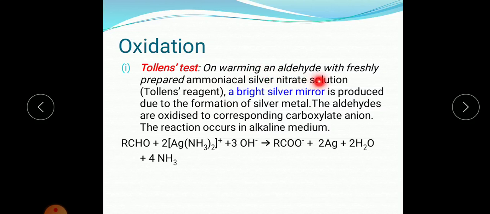So on warming an aldehyde with freshly prepared ammoniacal silver nitrate solution, this Tollens reagent, a bright silver mirror is produced due to the formation of silver metal. The aldehydes are oxidized to the corresponding carboxylate anion. The reaction occurs in alkaline medium. So we have taken the aldehyde, this is Tollens reagent, and this is alkaline. So it will form the carboxylate ion, or we can say acid, plus silver is formed. You can see the deposition of this silver on the inner side of the test tube, plus water plus ammonia. This is known as Tollens' test.